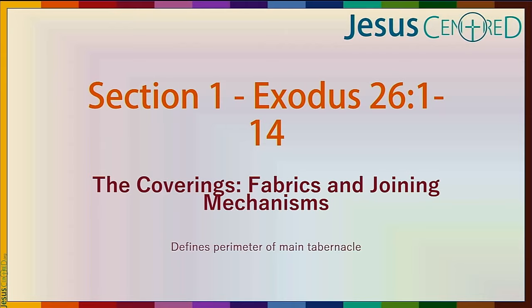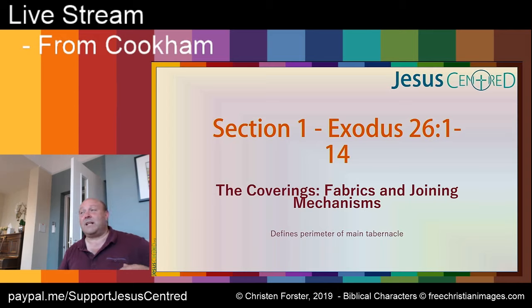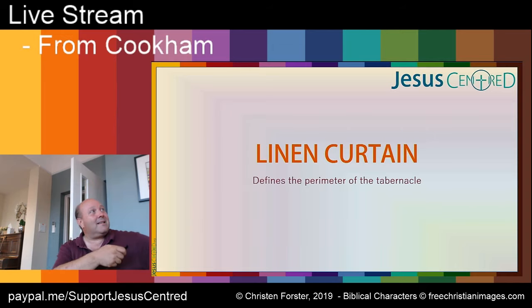So let's start with covering fabrics and the joining mechanisms for joining those things together. So this is in the round model. What this is actually doing is we start by defining the circular walls, and there are actually, as we're going to see, 2 circular walls, and then it does the upper parts, which is the roof canopy. So we've put there linen curtain.